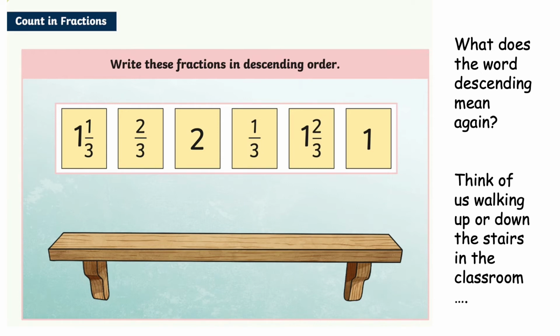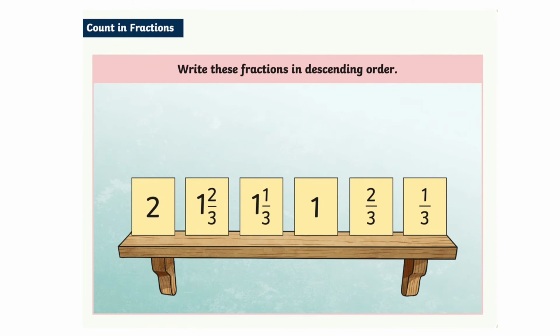Okay then. So what would be the next one? Is it going to be 1 and 1/3 or 1 and 2/3? Which is the largest? Yeah, it's 1 and 2/3. So we have 2, 1 and 2/3, then 1 and 1/3, then you have 1, then you have 2/3, and then 1/3. Can you see? So you're starting from the biggest number, working your way down to the smallest one. Let's see if we got them right. Did we have it? 2, 1 and 2/3, 1 and 1/3, 1, 2/3, and 1/3. I think we did get them right, didn't we? You're doing ever so well.